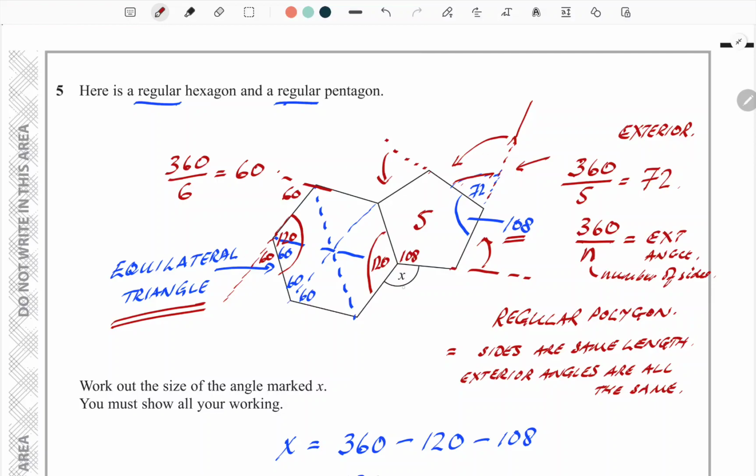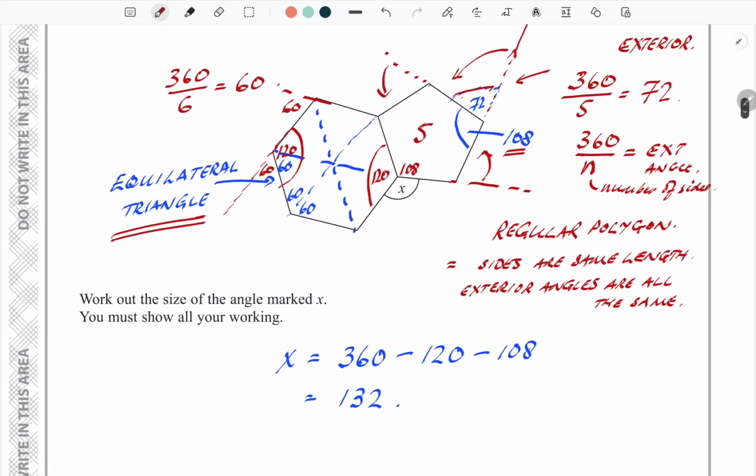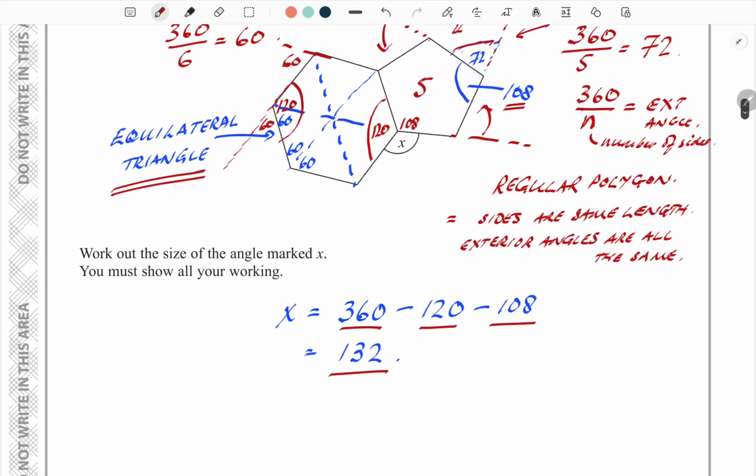So around x, on one side you've got 108, on the other side you've got 120. So therefore x must be 360 minus the 120 minus the 108, and therefore 132. A little bit of mental maths. I'm not writing down all the workings beyond this. As a maths teacher, we just tend to run with the numbers. But if you need to, in the margins, do extra working out if you want to be sure of what you're doing.